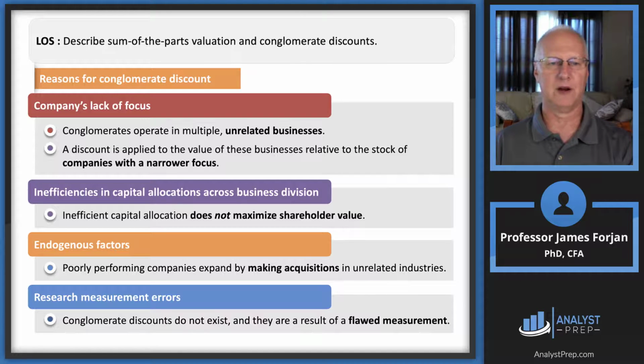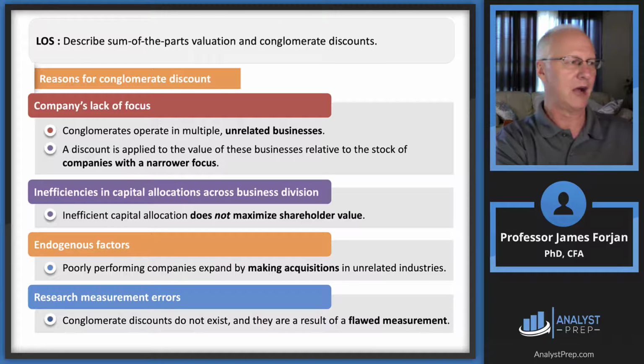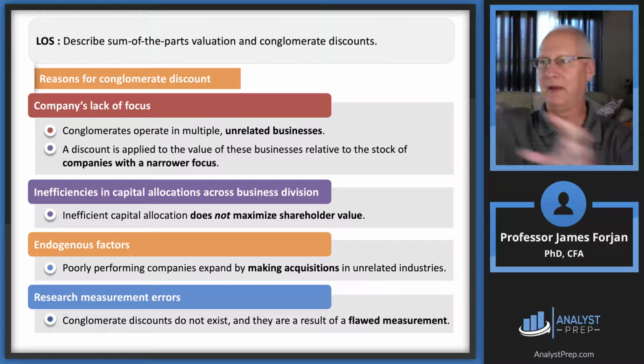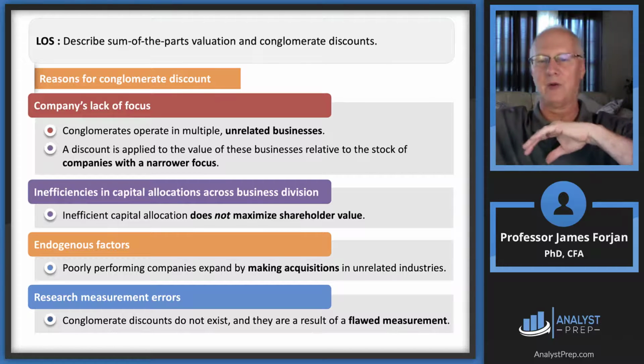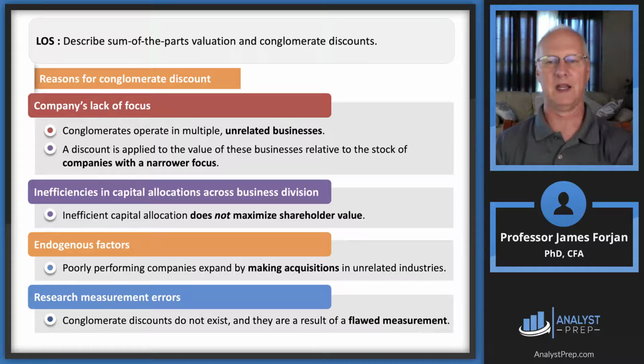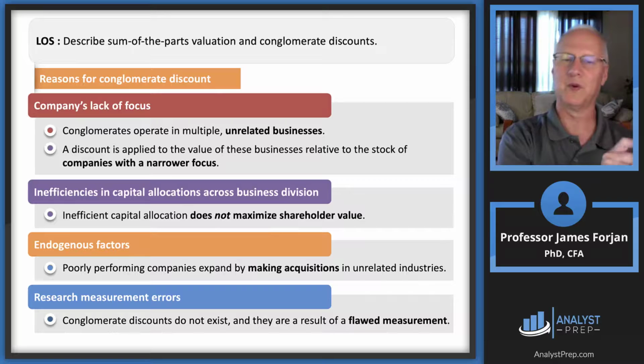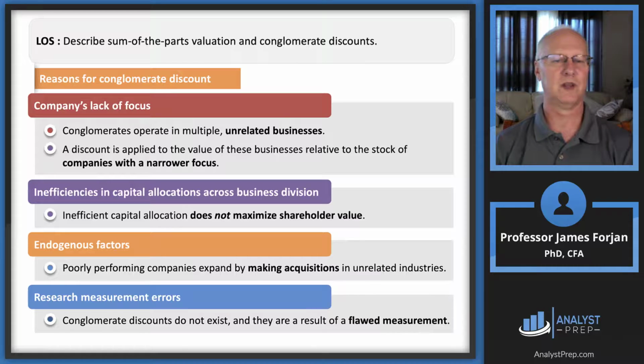How about factors that are endogenous to each one of these silos? So we got this silo over here that's going to make an acquisition. We have this silo, and then maybe the company here is going to have an acquisition over there. Unrelated industries, this is probably going to lead to poor performance. But that's an interesting example of what comes first, the chicken or the egg. Does making acquisitions in unrelated industries lead to poor performance, or does the poor performance lead to making acquisitions? I don't know. That's an empirical issue beyond the LOS. And then, of course, research measurement errors.